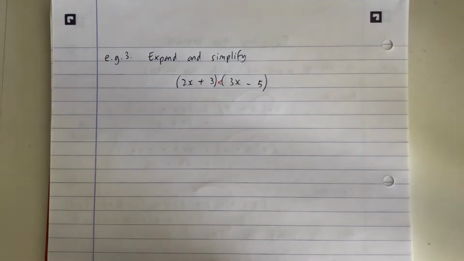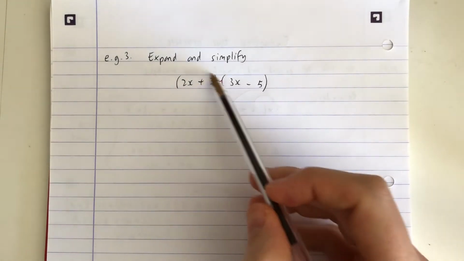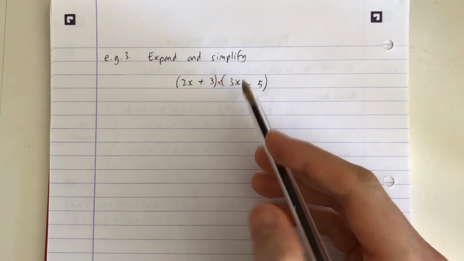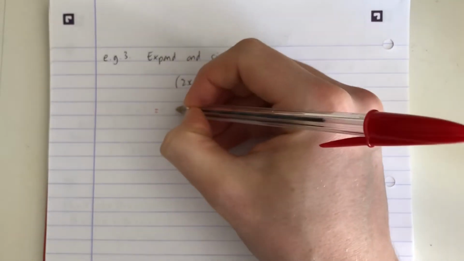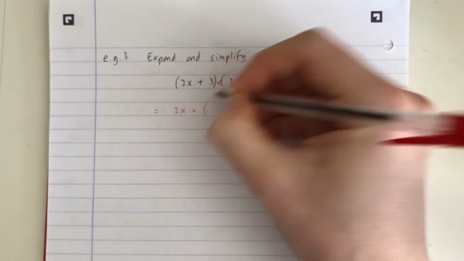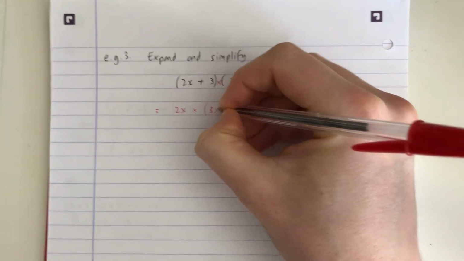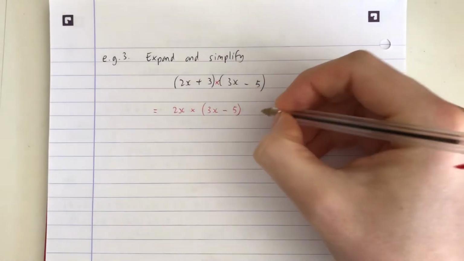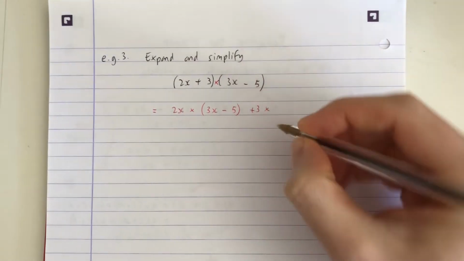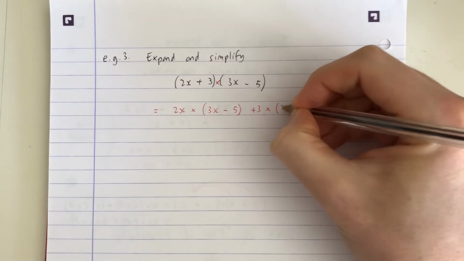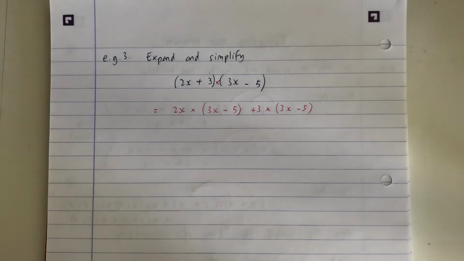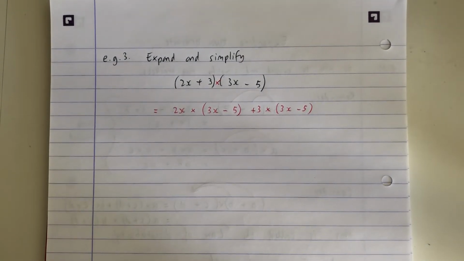Multiplication. Every number in the first bracket, you're going to times it by the second bracket. So this is the same as 2x times the second bracket, and then plus 3 times the second bracket. And now these are a little bit more straightforward.